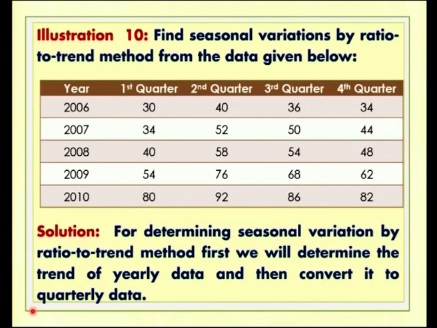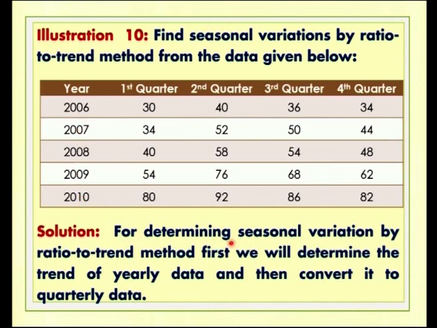Now, after discussing one of the problems in seasonal variation, the next problem is finding seasonal variations by the ratio to trend method from the data given below. So, the years are again 2006 to 2010, first quarter value 30, second quarter 40. The whole year of 12 months is divided into 4 quarters. Then third quarter is 36, fourth quarter is 34. Like that, the values are given from 2006 to 2010.